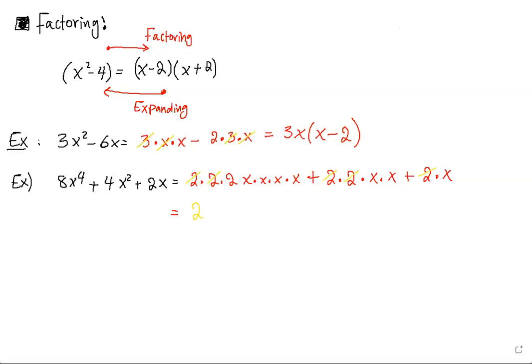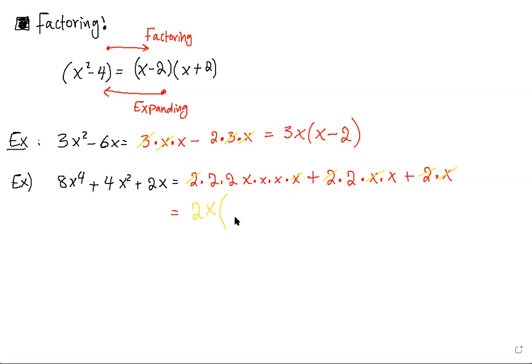Why? Because we don't have 2 in the third term. Here we're looking for something similar in this term, this, and this. What about the x? Yes, we have x here, we have x here. So we can remove x by x by x. So it will be x here. Okay. What remains? Nothing. That's it.